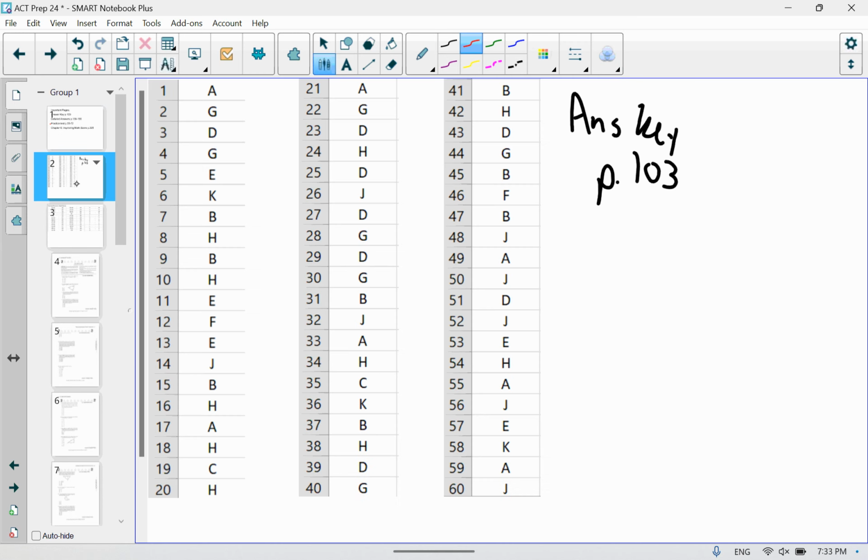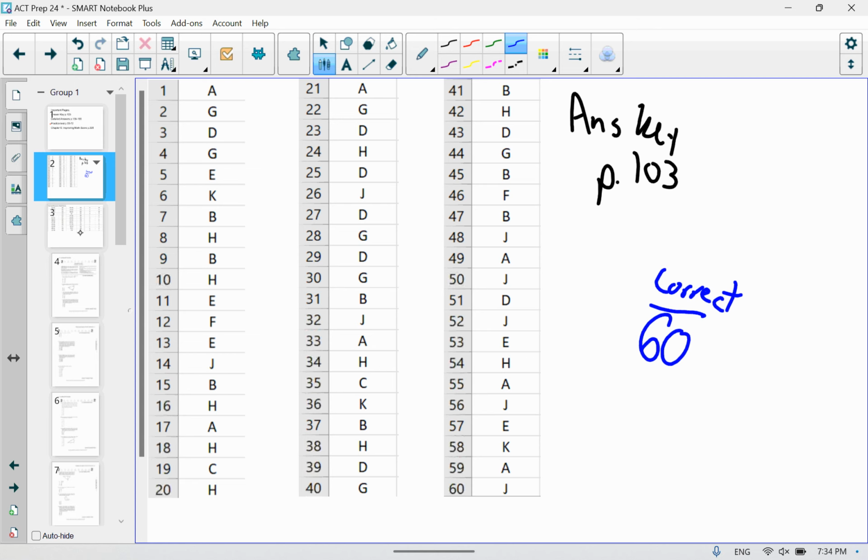So first, here's a quick answer key. I would pause right now if you've already taken the practice test and fill in and grade your answers to figure out how many you got right. We get 60 problems, so count how many you get correct and keep it out of 60.